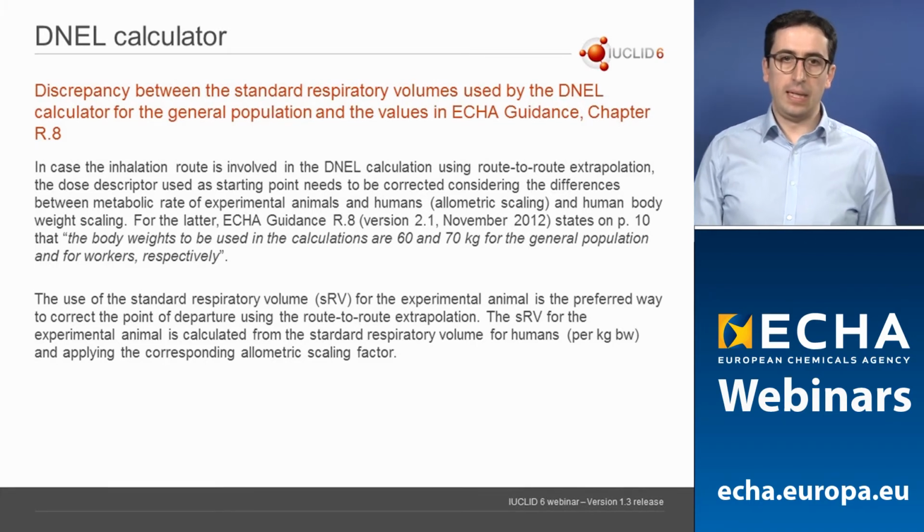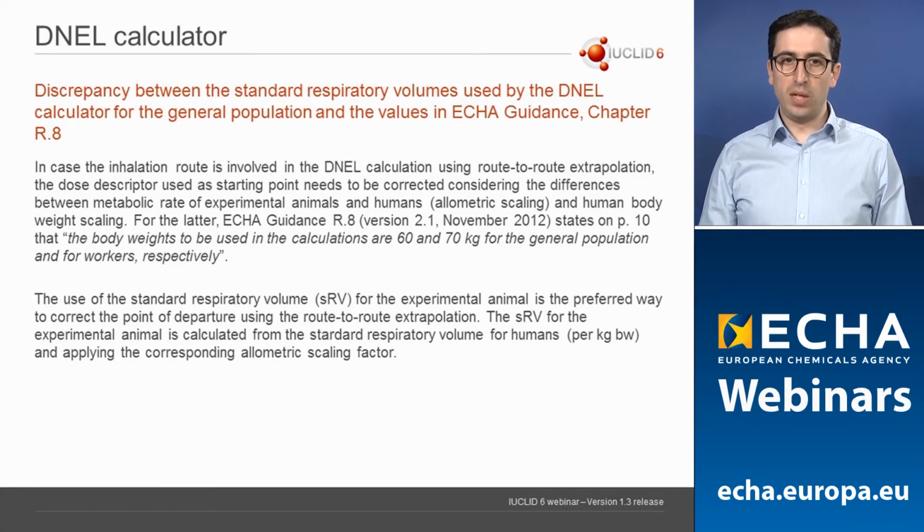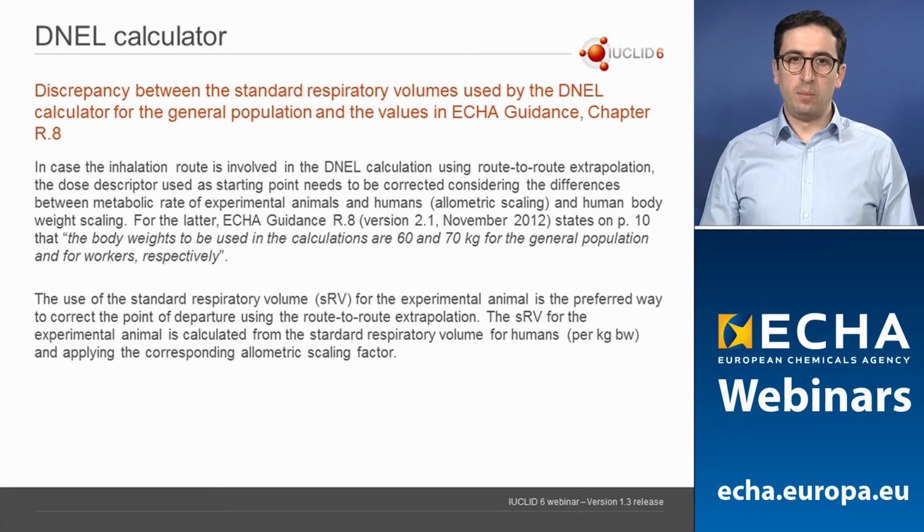For the latter, ECHA guidance chapter R8 states that the body weights to be used in the calculation are 60 and 70 kilograms for general population and for workers respectively. The use of the standard respiratory volume for experimental animal is the preferred way to correct the point of departure using the route-to-route extrapolation. The standard respiratory volume for experimental animal is calculated from the standard respiratory volume for humans per kilogram body weight and applying the corresponding allometric scaling factor.